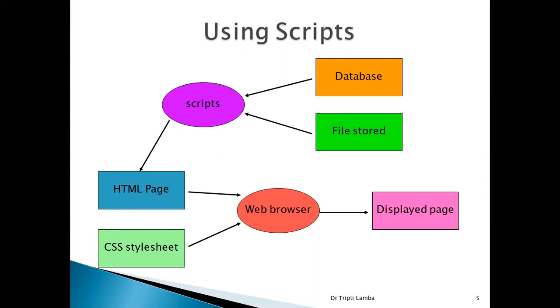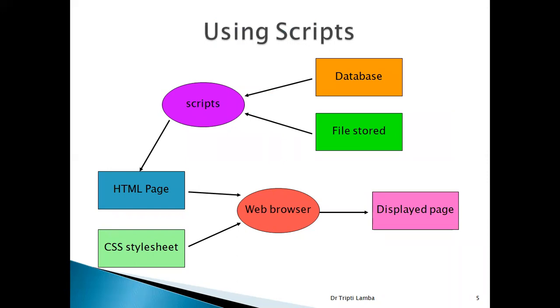Now we have a web browser. The web browser is fetching your HTML page, then you have a CSS. In the script, we have the database and a file stored. Just now I gave the example of the login form where the password has been stored in connection with the user ID, and from the database, it was fetching the record and then checking it.